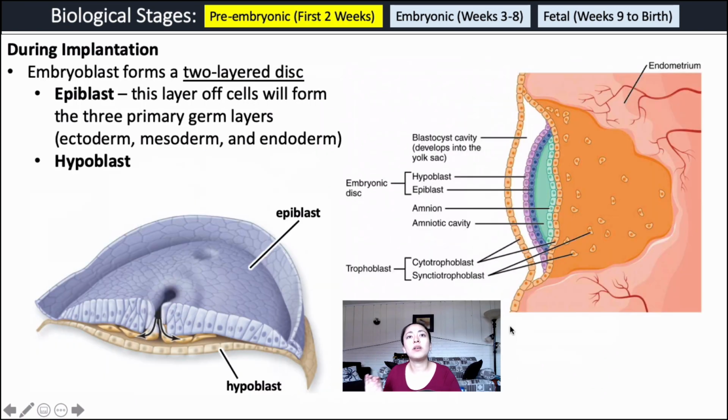So one last thing I want to mention about the pre-embryonic stage is what's happening to the embryoblast during implantation. So remember, the embryoblast started out as this cluster of cells, but during implantation, it actually forms a 2-layer disc. And it forms 2 layers of cells called the epiblast, which you can see here and here, as well as the hypoblast as the other layer of cells. The epiblast cells are going to be really important because this is the layer of cells that will form the 3 primary germ layers, the ectoderm, mesoderm, and endoderm. And all tissues in your body are derived from these 3 primary germ layers.